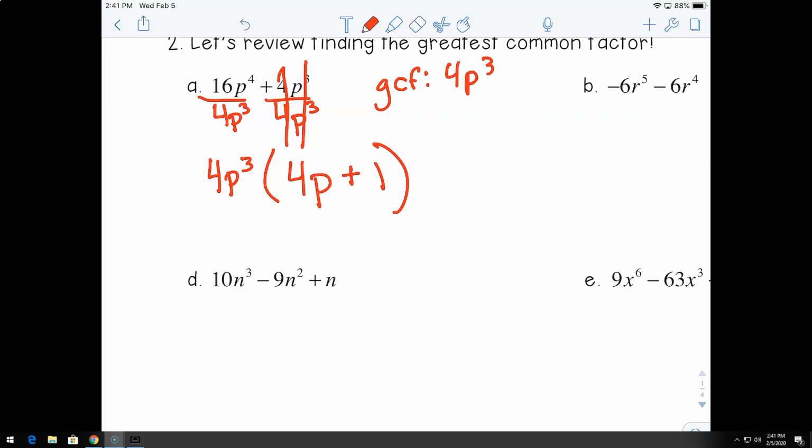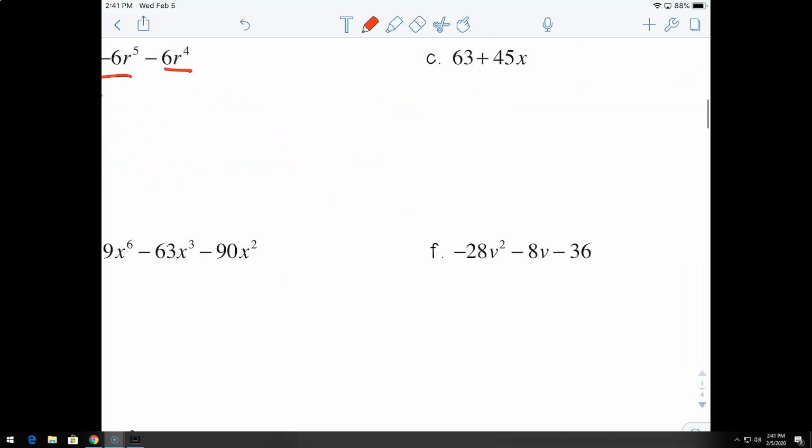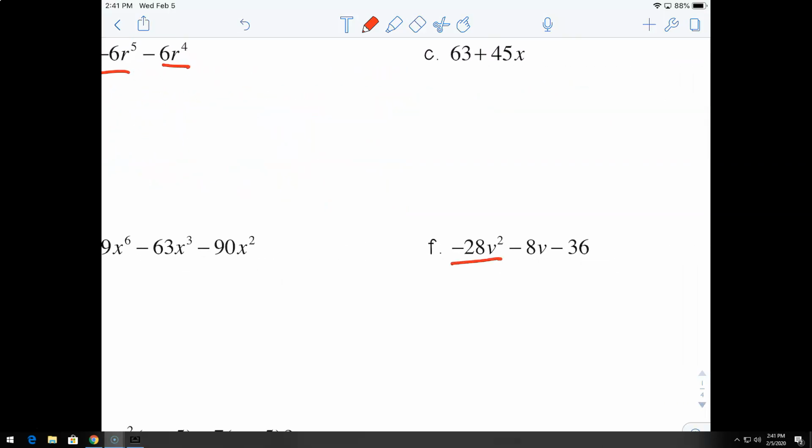Okay. Make sure that you have a negative on this one because it's got a negative on the outside. Same here, make sure you have a negative on this one because it's got a negative on the outside.